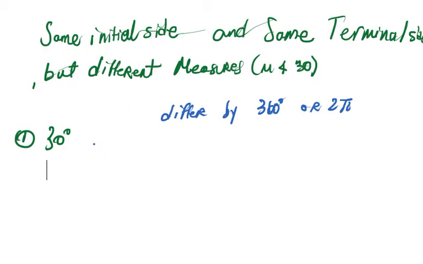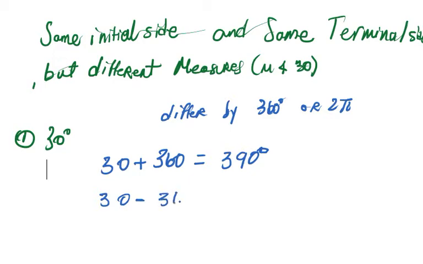What we can do here is take 30 degrees and add 360 to it, and we get 390. Very simple. 390 is a coterminal, and I'll show you exactly how in a second. Now what we can also do is take 30 and subtract 360, and we'll end up with negative 330 degrees. That is a coterminal angle. So these two here are what we call coterminal angles.